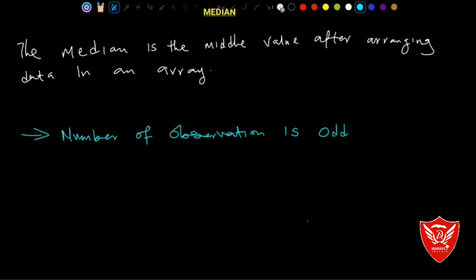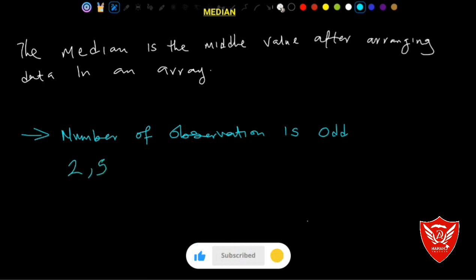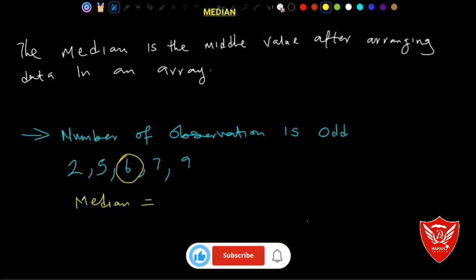Now, take note, if the number of observations is odd, then the median number is the middle number. For example, if you have 2, 5, 6, 7, and 9. Now this number has been arranged in an array, so the median number is this middle number, which is 6. If you're asked to find the median, you just say the median is 6, and that is if the number of observations is odd.